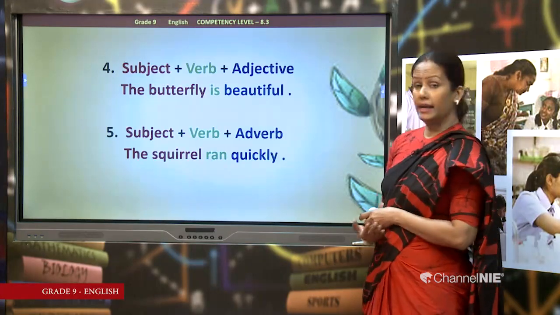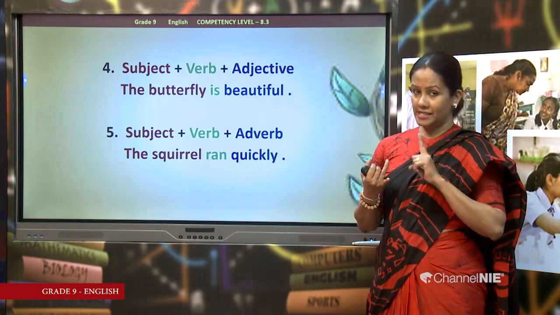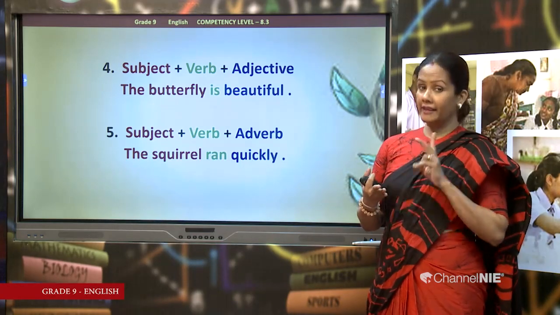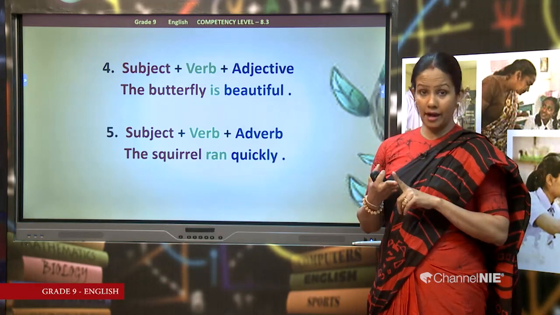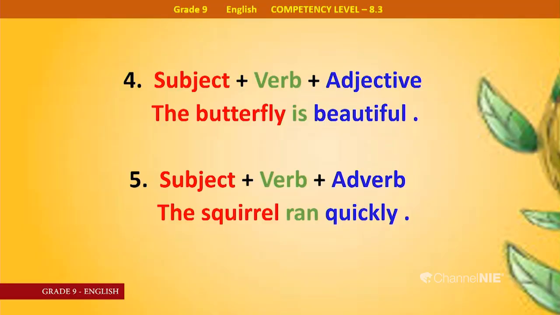Yes, we will have a look at the next two structures. I think you can remember now. First subject and the verb, then subject, verb and object, then the third one subject, verb and noun, and we are going to discuss subject, verb and adjective. Do you know what is an adjective? If you know what is a noun, you will probably know what is an adjective. An adjective is a word that describes a noun.